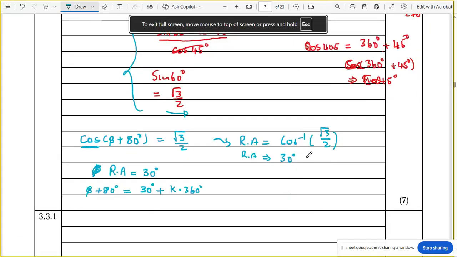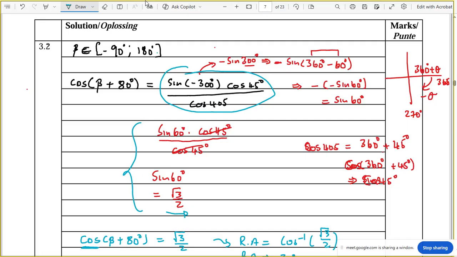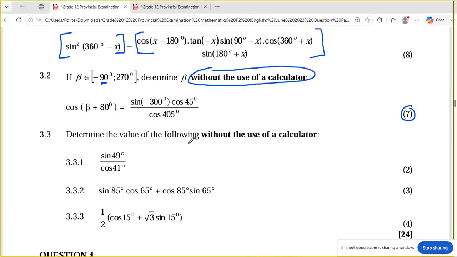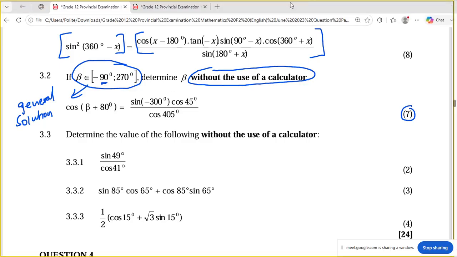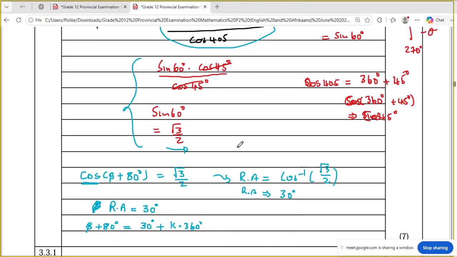All right, so now listen. Let me go back and teach you how to be smart. When you see they say solve for something and they give you this interval, the interval is telling you that this is a general solution. They don't say directly solve for the general solution of this equation. They just say beta if theta is an element of what. This is a general solution.